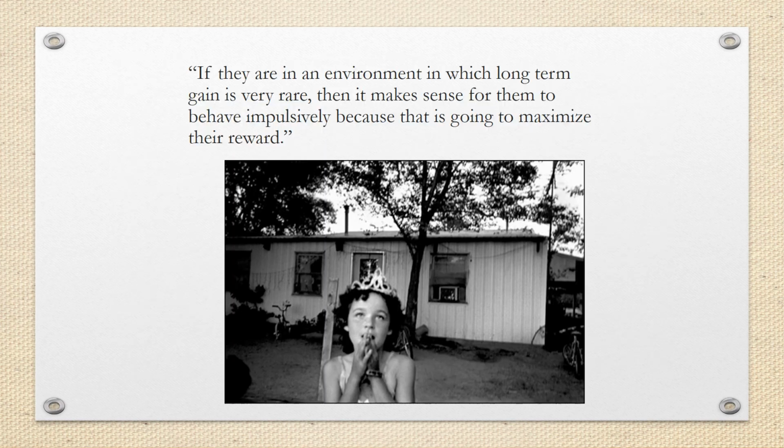Thinking about that second take on the marshmallow experiment, if you remember what the narrator said, if they are in an environment in which long-term gain is very rare, then it makes sense for them to behave impulsively, because that is going to maximize their reward. So actually, when kids are in a situation where they're not sure that the reward is going to be forthcoming, then they tend to behave impulsively in order to get what they can get at the time.